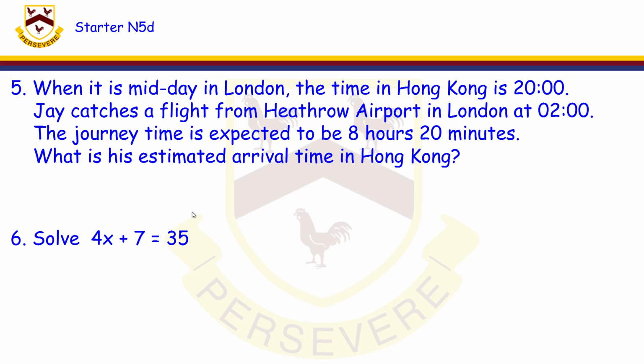Okay, 2 more questions. Hit pause, have a go. When you're ready, hit play again. Okay, this question is pretty straightforward really. When it's midday in London, the time in Hong Kong is 800 hours. So that's an 8-hour gap.